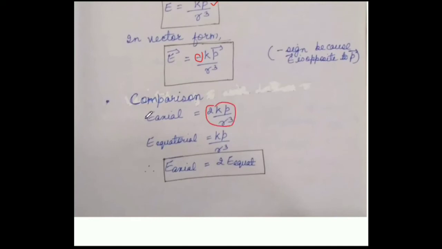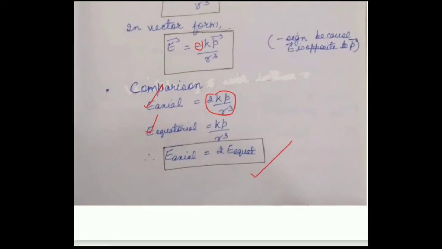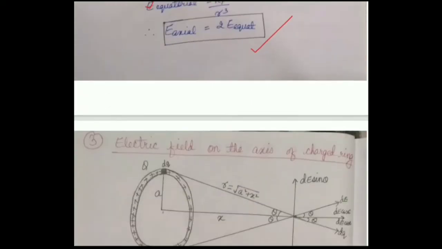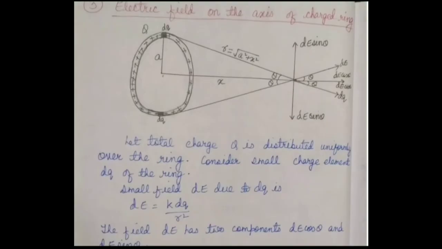So what is the relation between these two electric fields? E axial is twice of E equatorial. Right. In this way you write this question. Okay. So two questions I have completed. One is Coulomb's law, another one is electric field due to electric dipole along axial and equatorial position. Now come to question number 3, electric field on the axis of charged ring.